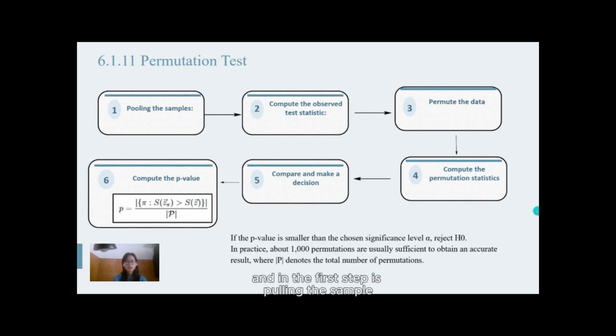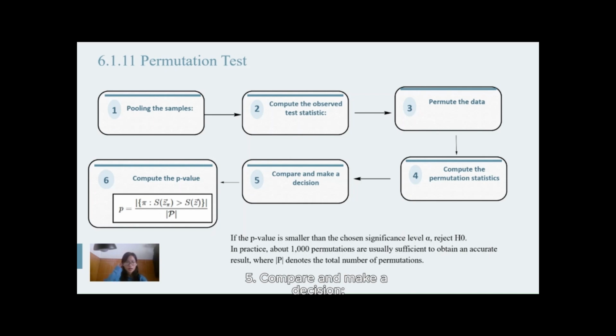In the first step, pool the samples: pool all observations from samples A and B into a single combined sample. Second, compute the observed test statistic from the original data. Number 3, permute the data randomly, permute the data in the pooled sample to generate permutation samples. Number 4 is compute the permutation statistic: for each permutation, compute the statistic. And number 5 is compare and make a decision.